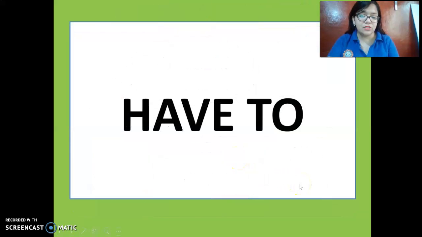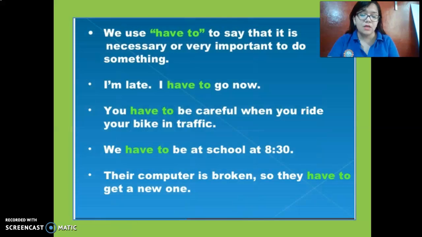Now, let's do have to. The use of have to, well, we say that it is necessary or very important to do something. So in these cases, we use have to. For example, I'm late. I have to go now. If you see, we write the verb after have to.